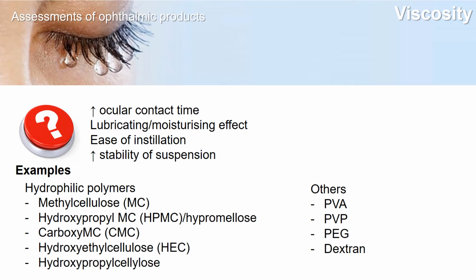Hydrophilic polymers are the common examples here, such as methylcellulose or HPMC. You may use polyvinyl alcohol, PVA, polyvinyl pyrrolidone, PVP, or polyethylene glycol, PEG.